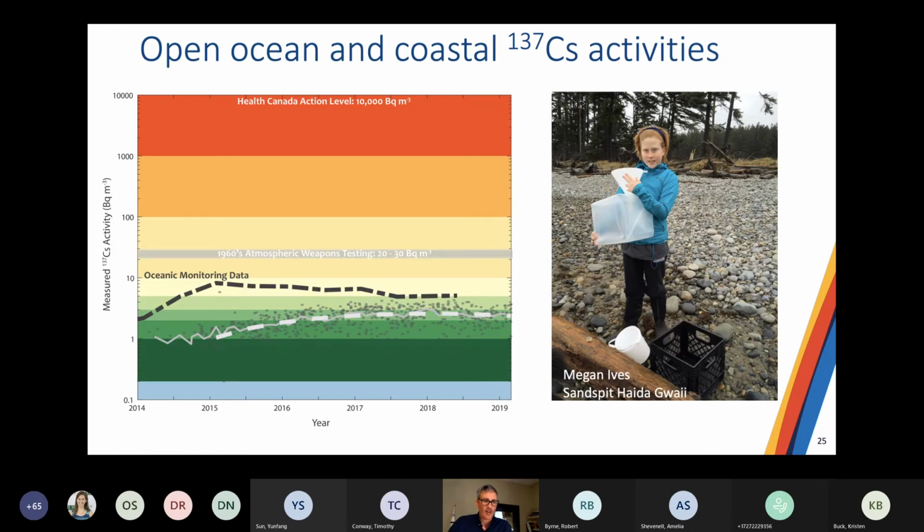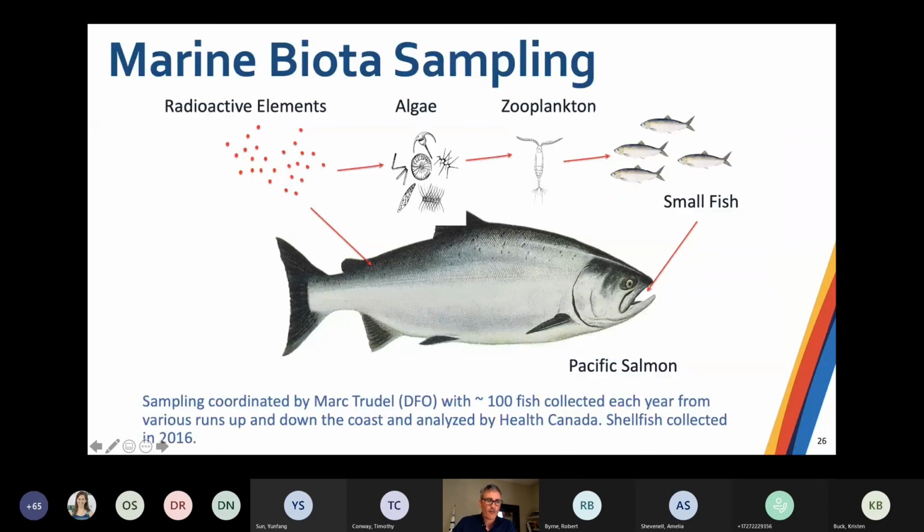This is just a very schematic summary plot of all that data. Here's our ocean monitoring data offshore, peaking at around 10 becquerels per cubic meter and diminishing in time offshore as the heart of the contamination moves past that sampling site, 1,500 kilometers offshore. And here's our coastal values coming up towards 2 or 3 and then starting to trend downward beginning in about 2019.